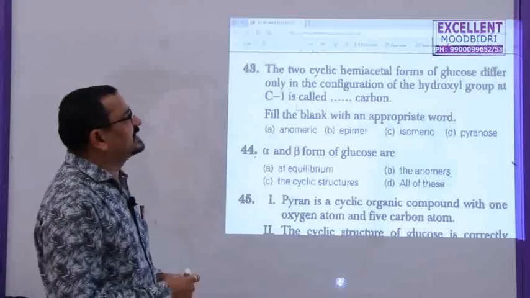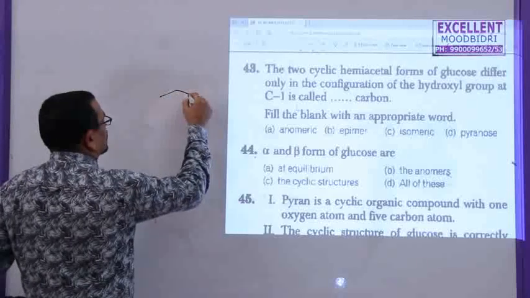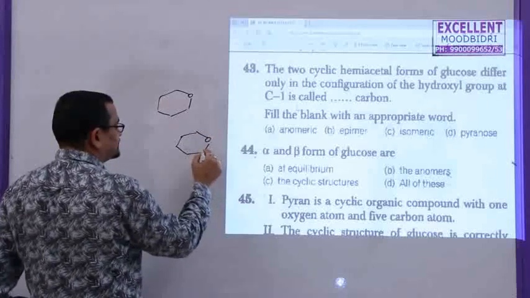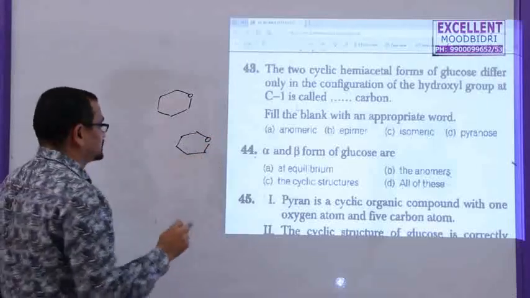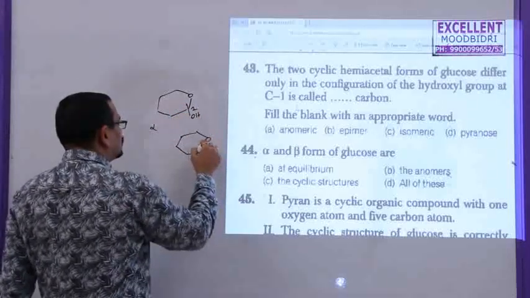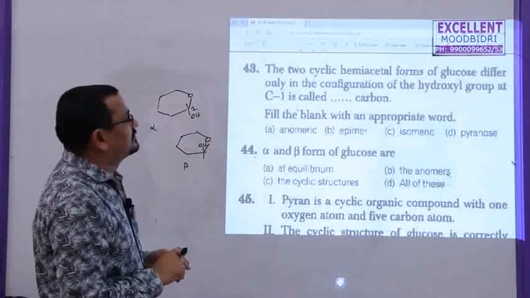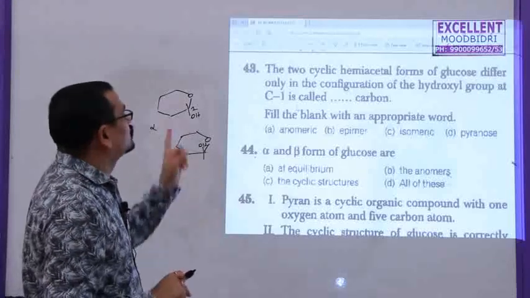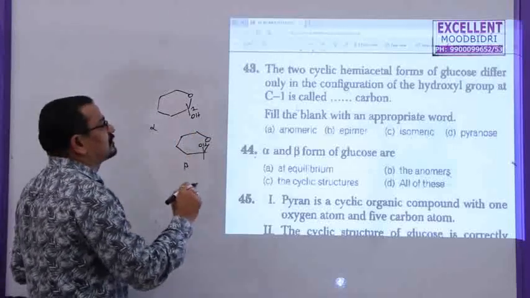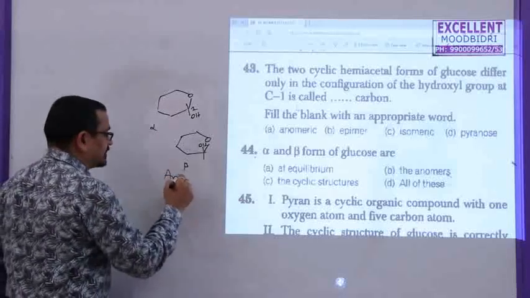Now the two cyclic hemiacetal forms of glucose mean alpha D glucose and beta D glucose. So one should be very perfect in these cyclic pyranose structures. In alpha D glucose, OH will be projected down at C1 and in beta D glucose, OH is projected above the plane. Right. Now let's read the line. The two cyclic hemiacetal forms of glucose differ only in the configuration of OH groups at C1. That C1 carbon is called anomeric.